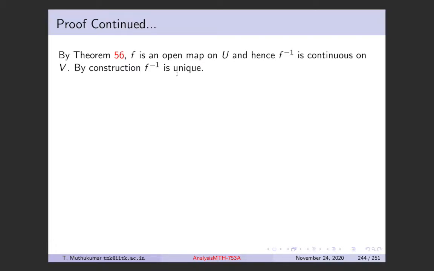Okay, and by construction, f inverse is unique because it's a one-to-one map. We have only one. The bijection that we have obtained is just the inverse of that, right? So we have a unique inverse, and that's continuous. What we need to show now is continuous differentiability of f inverse.